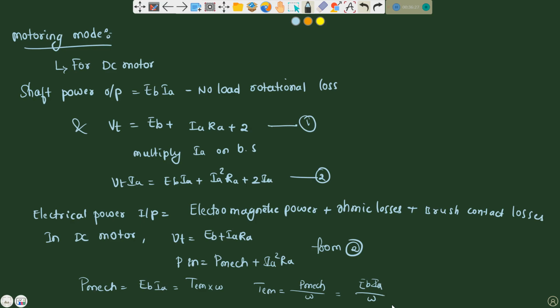So the back EMF induced in the armature winding is AC, correct? And the frequency, as we discussed, F equals Pn by 120 Hz, but with respect to the brushes, back EMF is DC. Okay, understood?